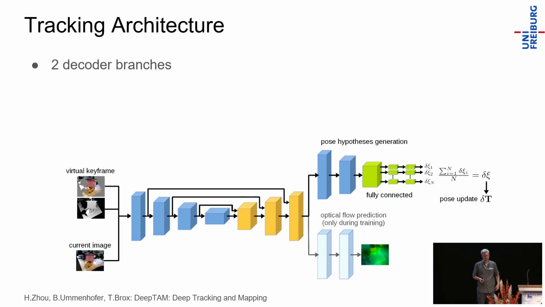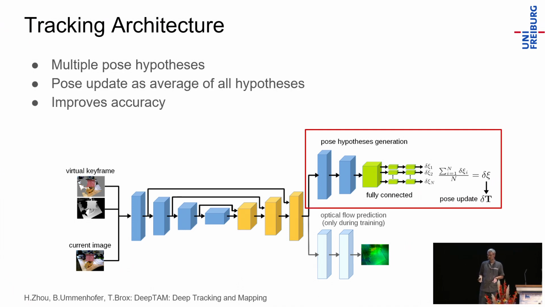Now let's have a look at the architecture. We use an encoder-decoder type network. As input, we have the virtual frame and the current camera frame, and we have two decoder branches. The first one computes the pose update. We decided here to have multiple pose hypotheses as output. This means we generate a large number of poses and then average them. We found that this greatly improves the accuracy by about 10%. To make sure that these predicted poses are not all the same, we train this with an uncertainty loss to make sure that they are properly distributed.